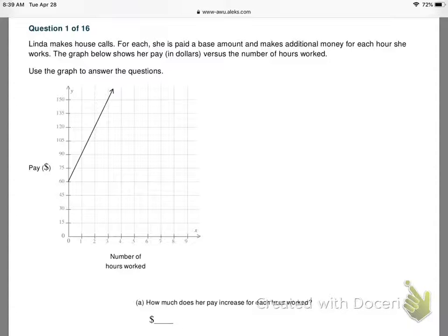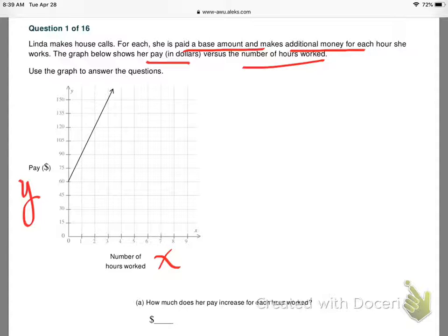Linda makes house calls. For each, she is paid a base amount and makes additional money for each hour she works. The graph below shows her pay in dollars versus the number of hours she works. The x-axis here is our number of hours worked. The y-axis is the total pay, or the pay in dollars.